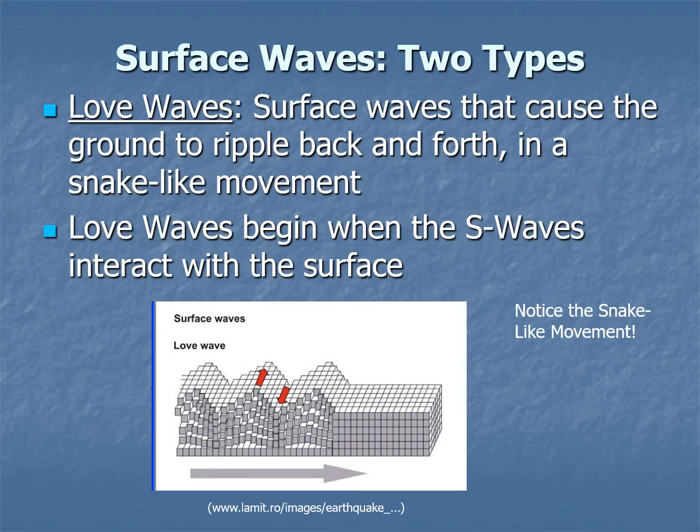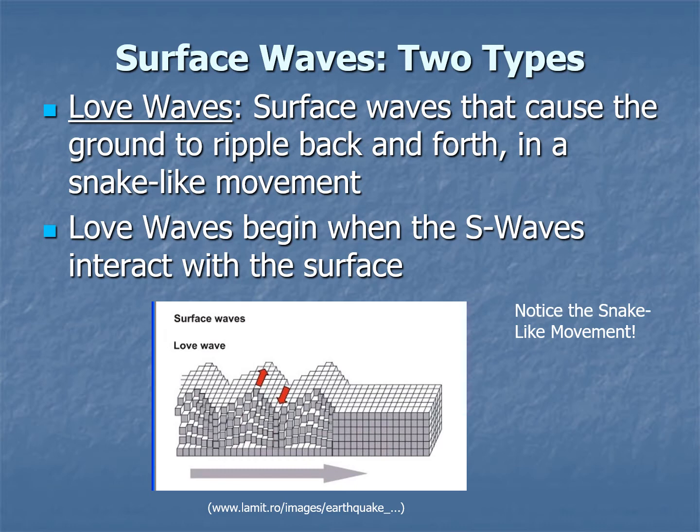Okay, our second type of surface wave is called the love wave. These are surface waves that cause the ground to ripple back and forth in a snake-like movement. And it's just the S waves alone that are causing the love waves.